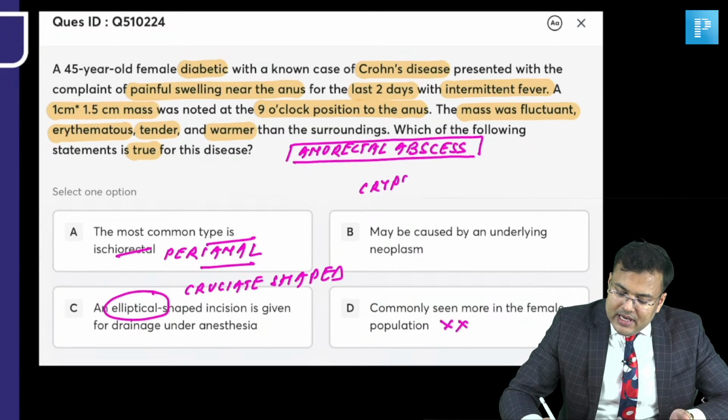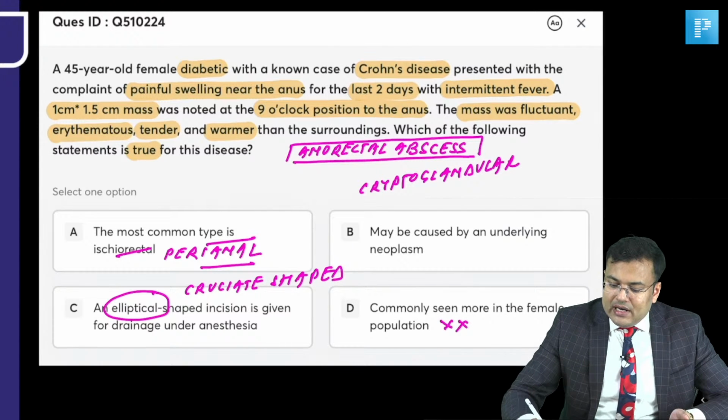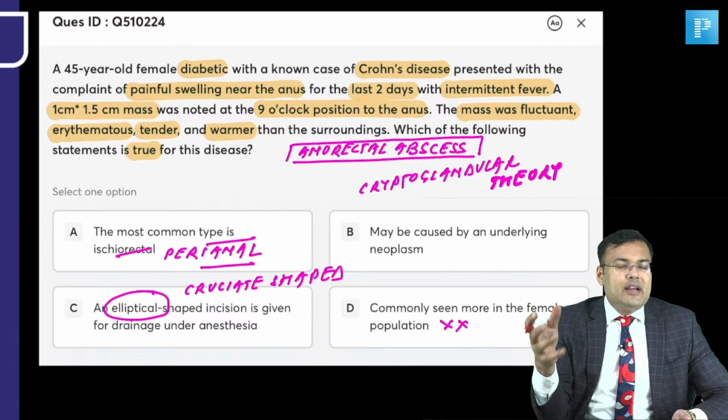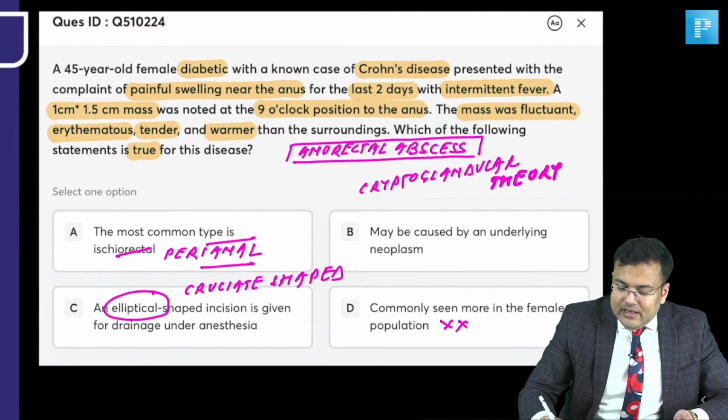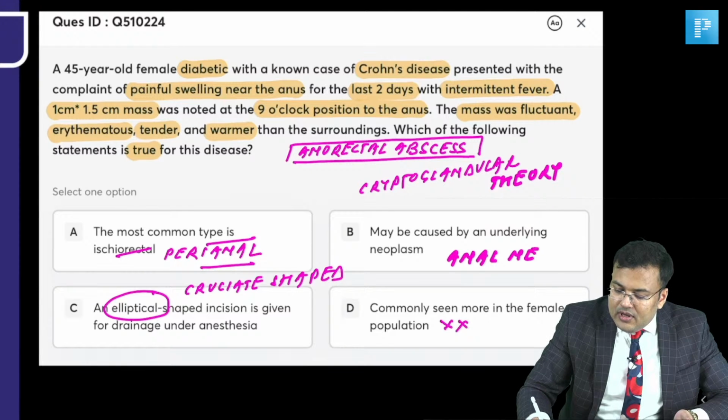What's the name of this theory? This is the cryptoglandular theory. Other causes, apart from obstruction of the gland, can be Crohn's disease, trauma, and anal neoplasm.